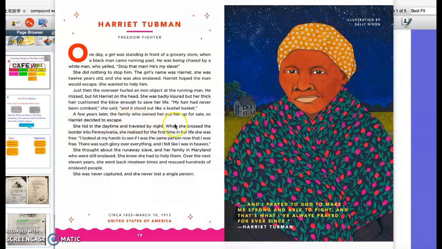So now we know that Harriet Tubman is about to escape. So the story is getting more intense, right? So let's try to read it a little bit faster because it's getting intense. Okay, so let's see if I can do that.